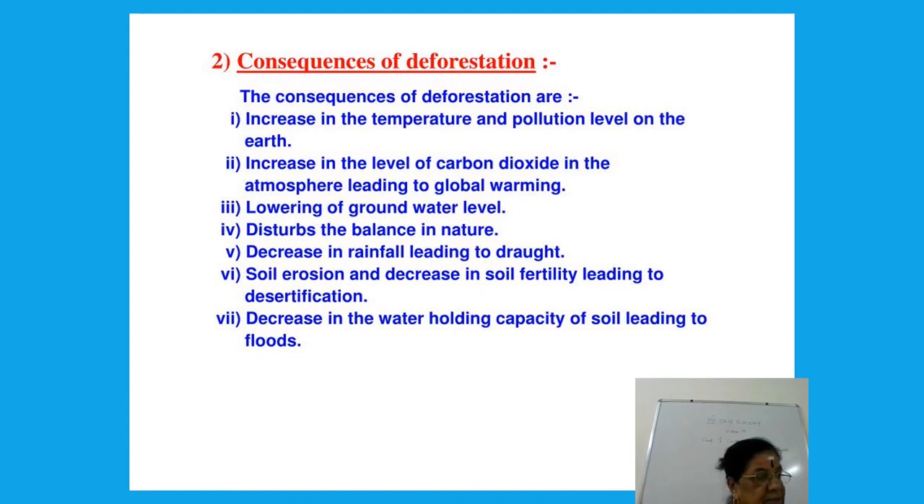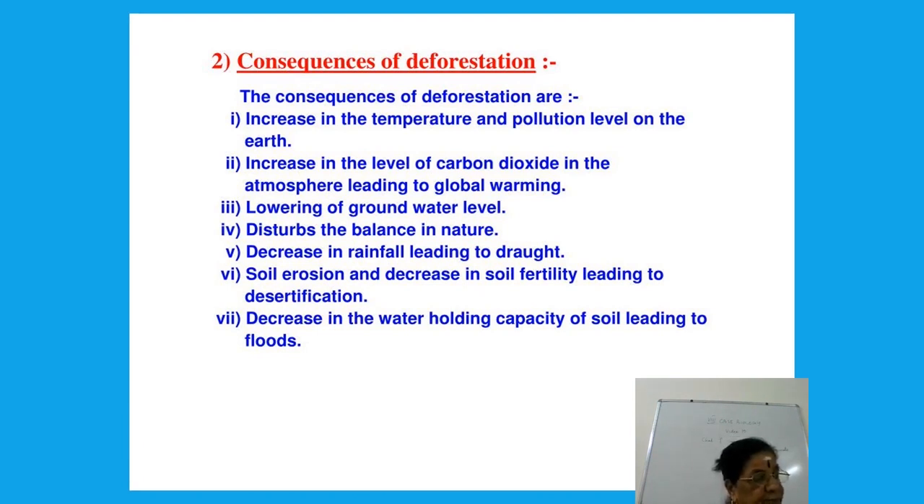Another major cause of deforestation is the change in soil properties. Physical properties of soil get affected by the plantation and vegetation. I hope you understand. We have learnt in 7th standard about soil erosion and soil pollution and how they could be prevented. That is given there.